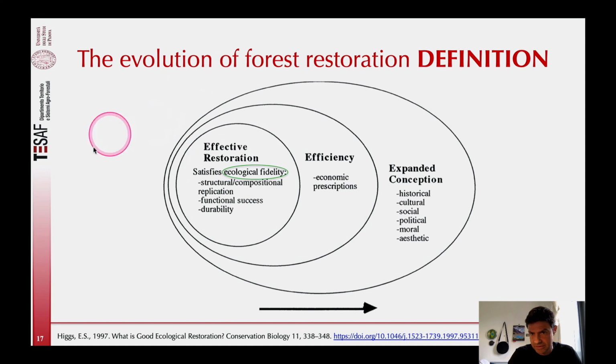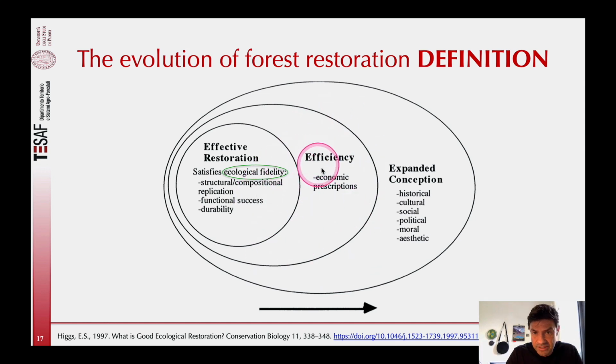And here is just another way to see how the concept of forest restoration evolved along the time. So at the beginning, as I mentioned before, it's pretty much focused on ecological fidelity. Let the biological composition go back to what we were before, in terms of structure, function, and composition.